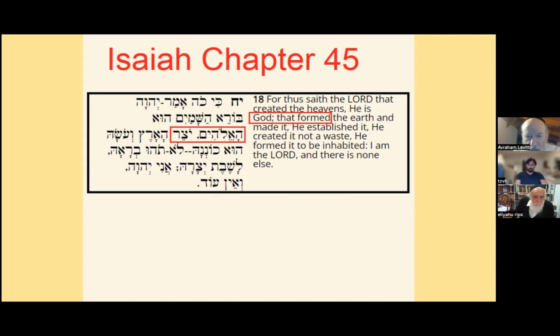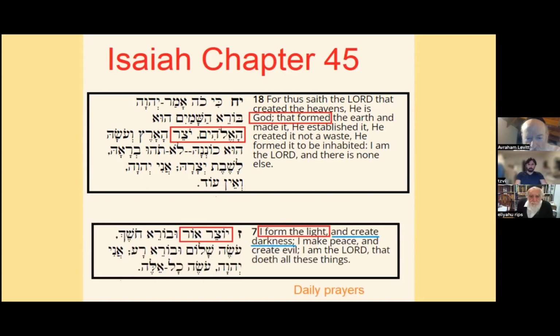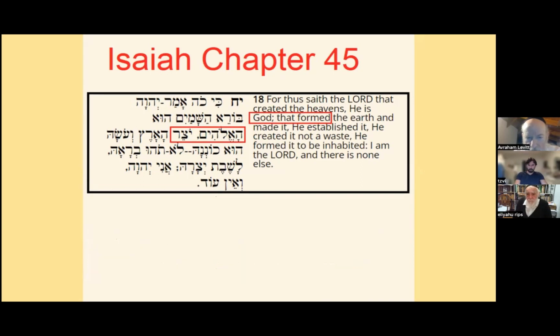And a similar concept occurs in the same chapter in verse 7. We say it every day in our daily prayers: Yotzer or uvrei hoshech. I form the light and I create darkness. So this idea of forming light is tied in with the original word pair of Hashem formed.